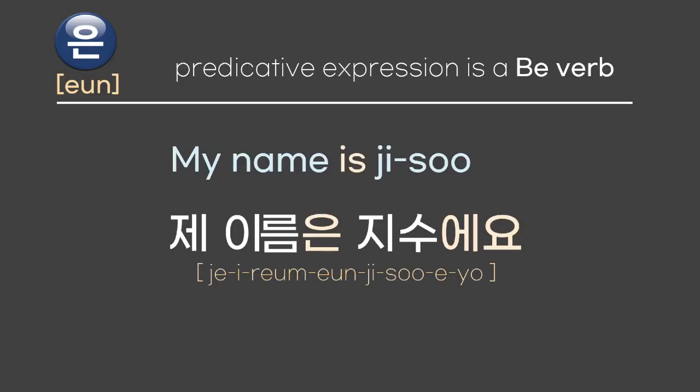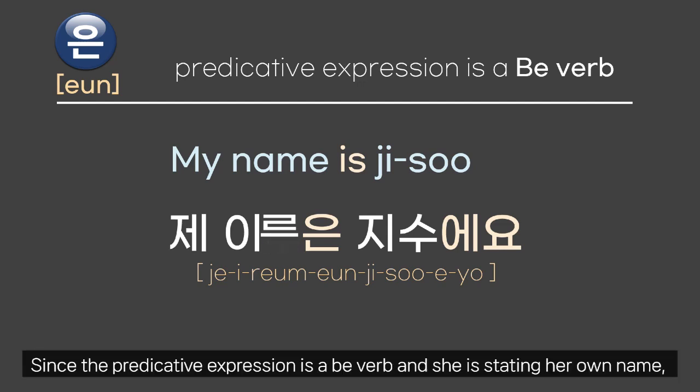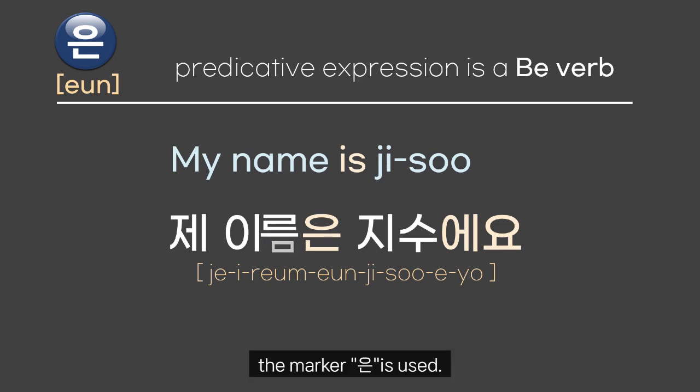My name is Ji-soo. 제 이름은 지수예요. Since the predicative expression is a be verb and she is stating her own name, the marker un is used.